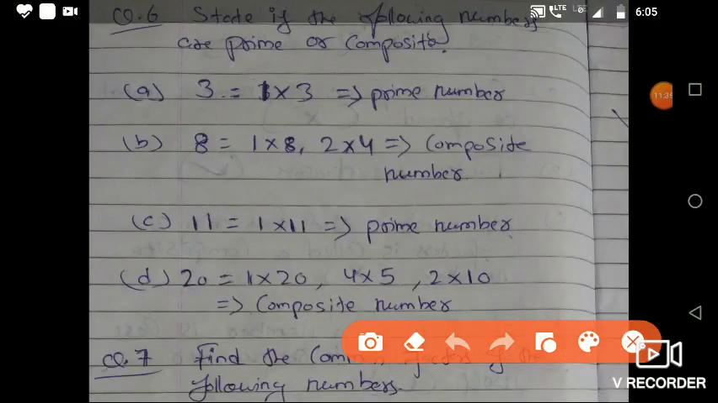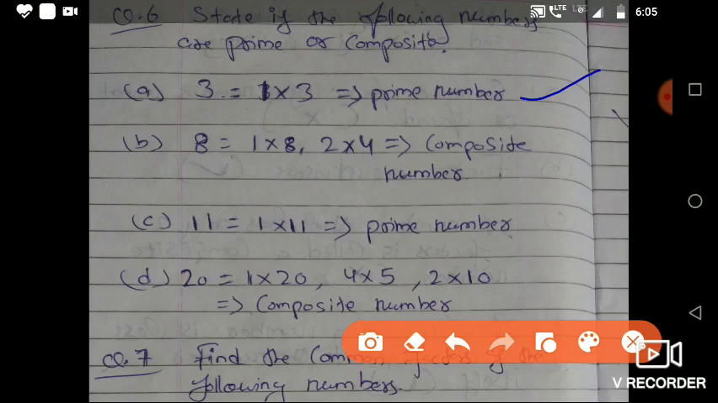Next, question number 6. State if the following numbers are prime or composite. Here we find out whether a particular number is a prime number or a composite number. A prime number means a number which has only two factors. A composite number means a number which has more than two factors. So first number, 3. So 1 into 3. This number has only two factors, so that is why here we write prime number. 3 is a prime number.